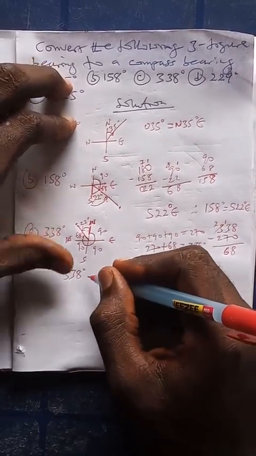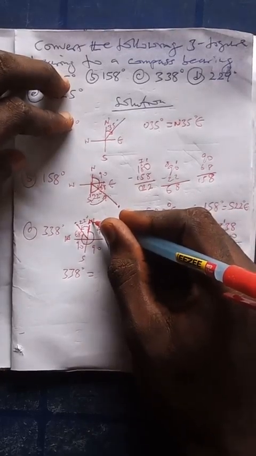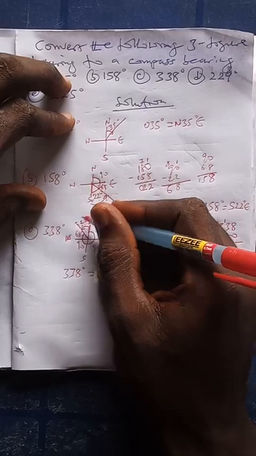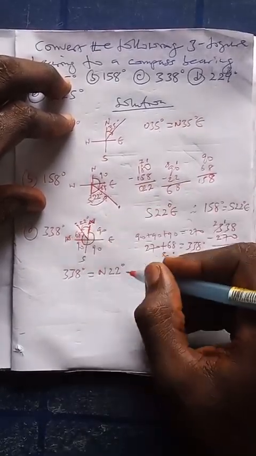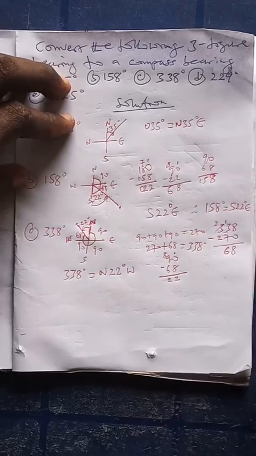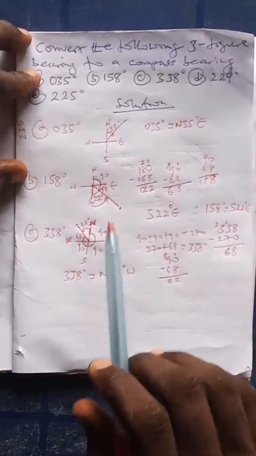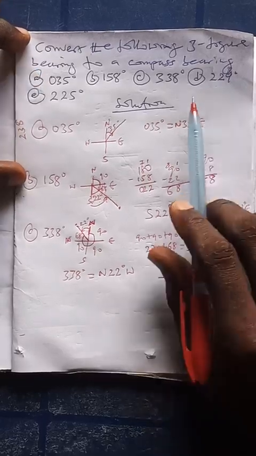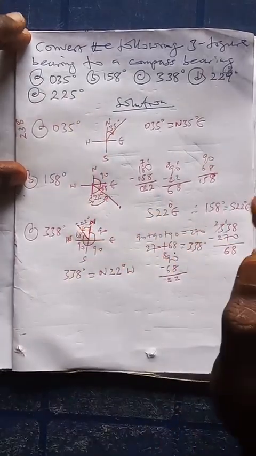So 338 degrees, which is the three-figure bearing, will be written as follows. We are starting from the north as our origin, moving towards the west, and the total angle we have there is 22 degrees, in the direction of the west. So that will give us north 22 degrees west. You can see how simple and easy it is to convert a three-figure bearing to a compass bearing. I'm going to do this very last one, then I'll leave you to do number E and tell us what the answer will be in the comment section.